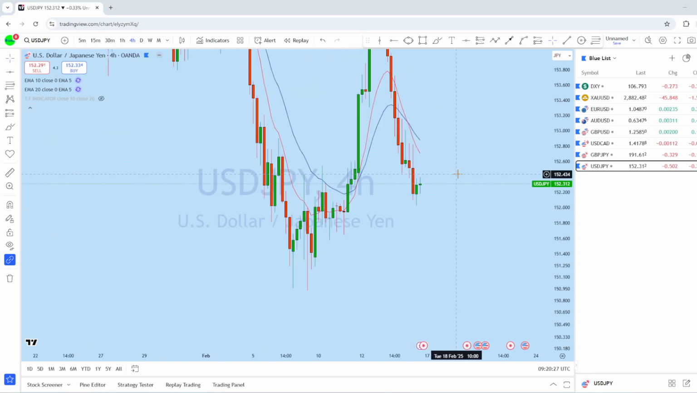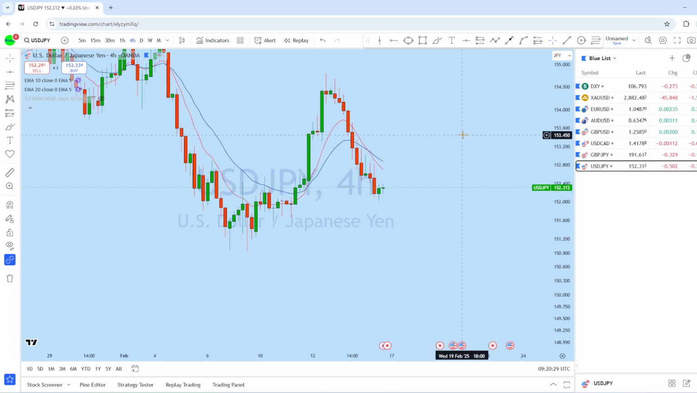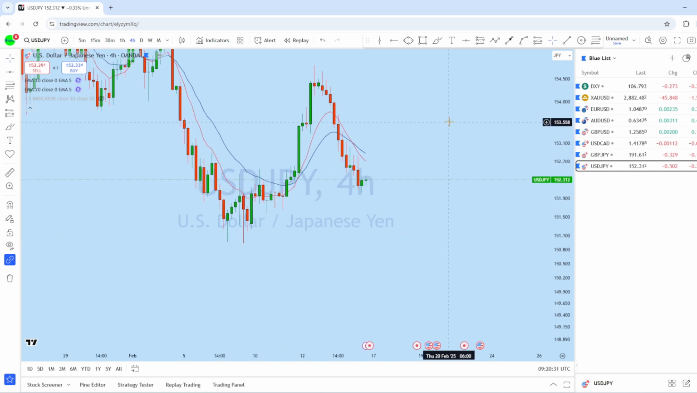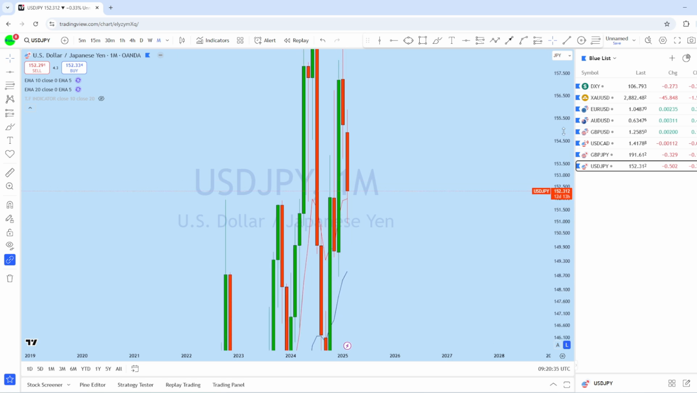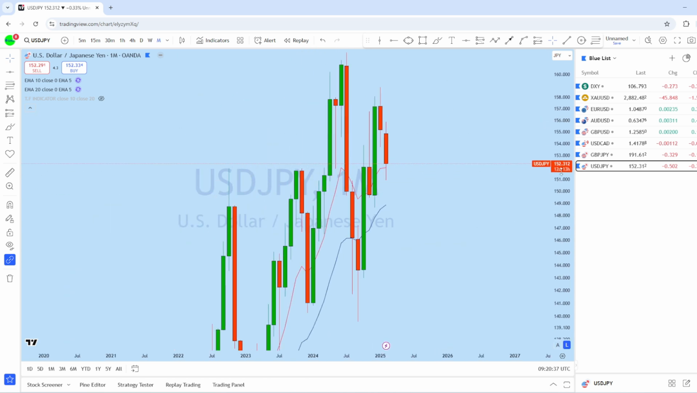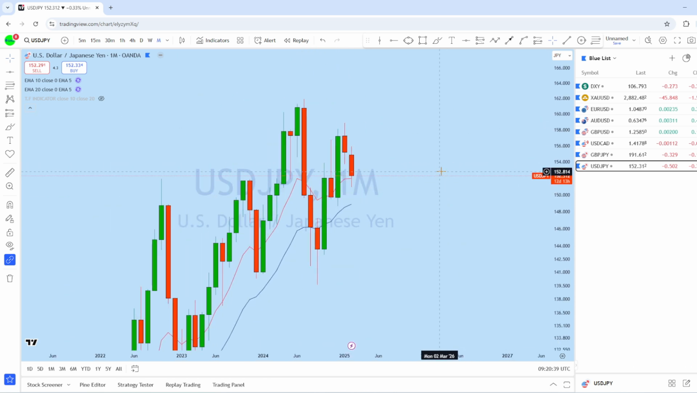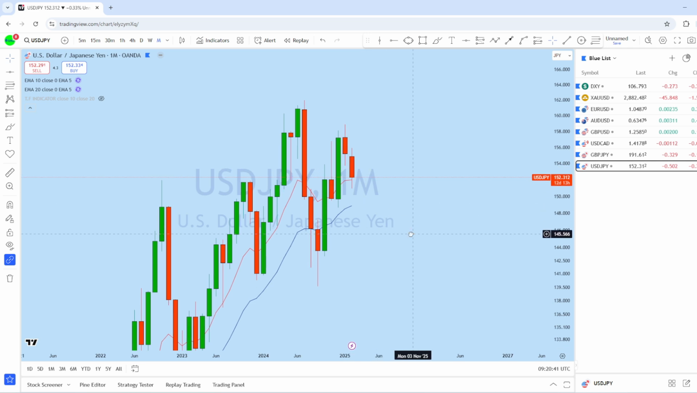Now let's look at dollar yen. Let's see what kind of trading opportunity we have in this instrument, looking at the monthly chart to see the overall picture in this market. Now from the monthly, we can see that dollar yen is currently bearish at the moment.